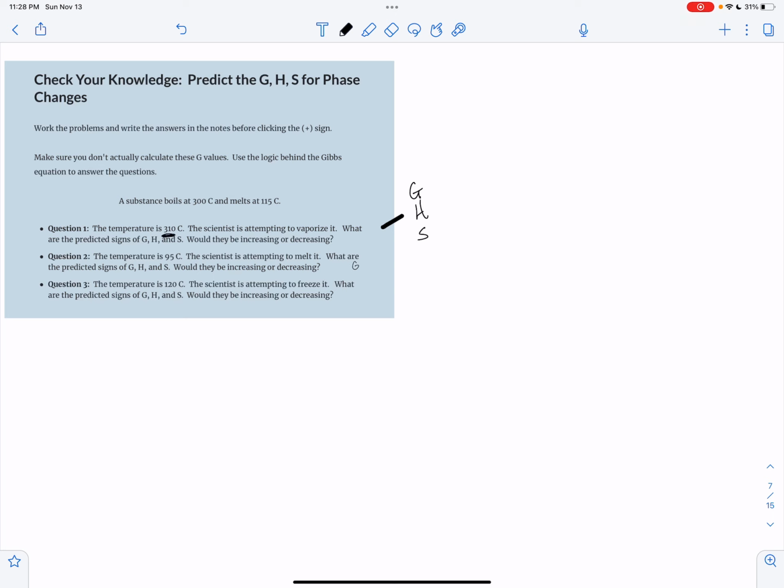So just keep in mind, I'm going to write this in here, that we've got 115 all the way to 300. And so when you're below here, it's going to be a solid, and then here's your liquid, and then going up is your gas. So it's saying it's over in here, right? And they're attempting to vaporize it, so you would expect it to be spontaneous.